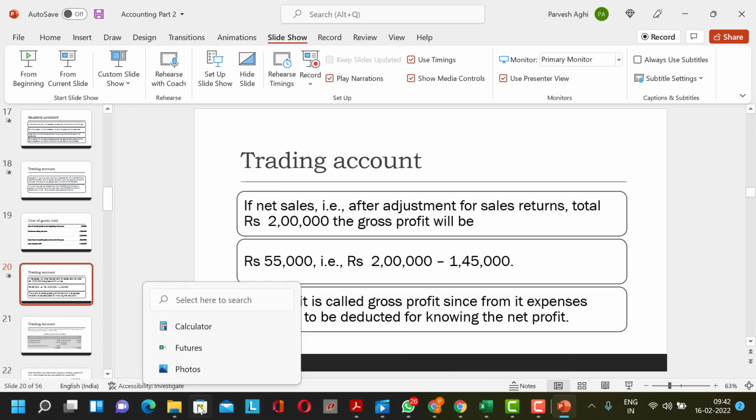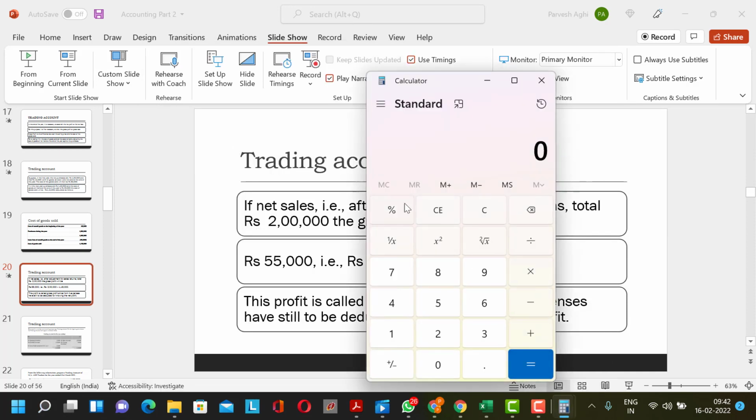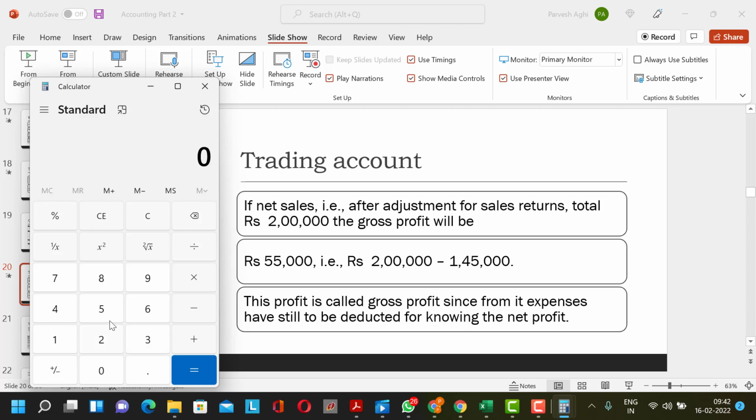And now you would like to know what gross profit margin you have made. Let me use the calculator again. Some people are interested in knowing what my margin is. In that case, you say that I have made a profit of 55,000, and I'll divide this by 2 lakhs, and then multiply this by 100 to understand what percentage of profit you are making. So what is your percentage of profit on your sales? 27.5%, isn't it? Is it okay? Yes, sir.